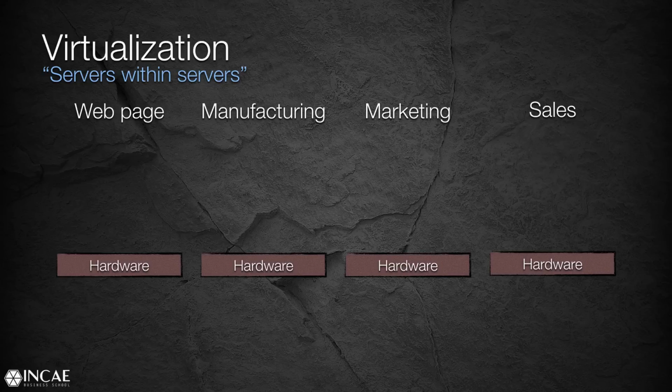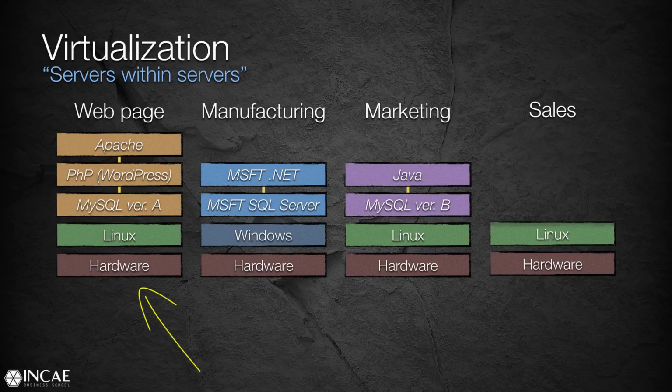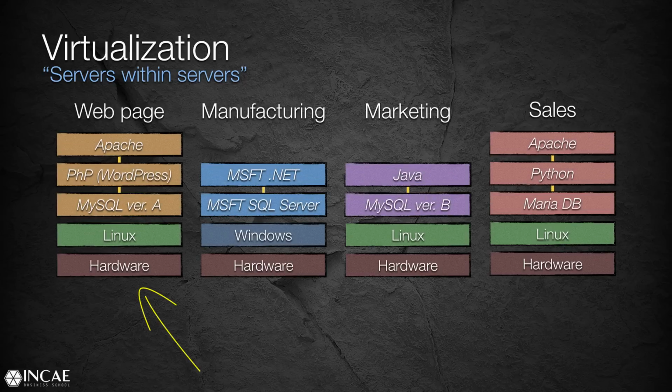Basically, we have 4 independent servers and have each application installed on each individual independent hardware. Now, these applications can be very heterogeneous in nature. The web page, for example, might be running Linux and have MySQL server. It could be running PHP and Apache. This is basically the same LAMP stack I just showed you.